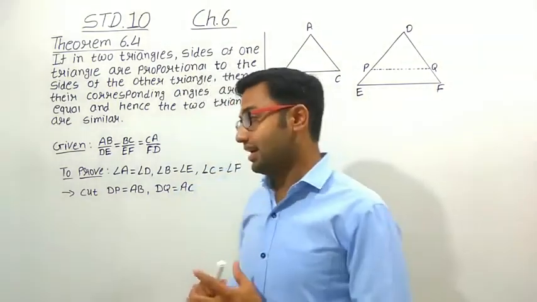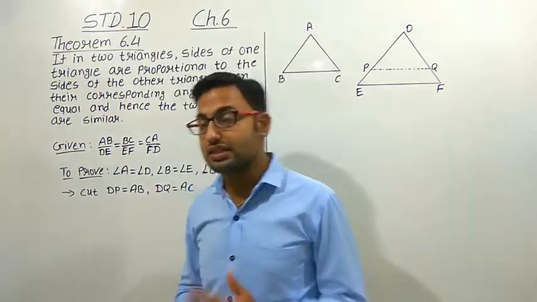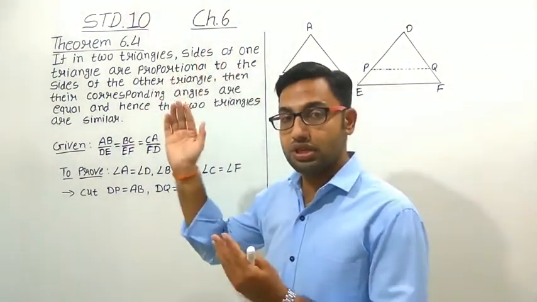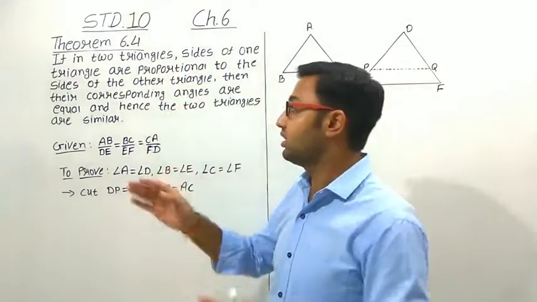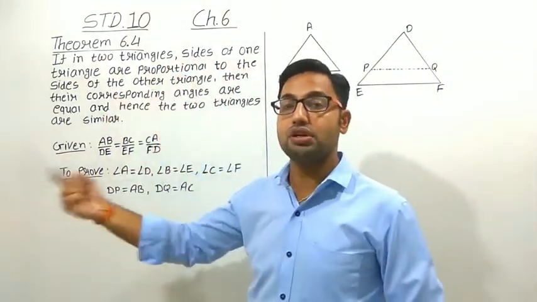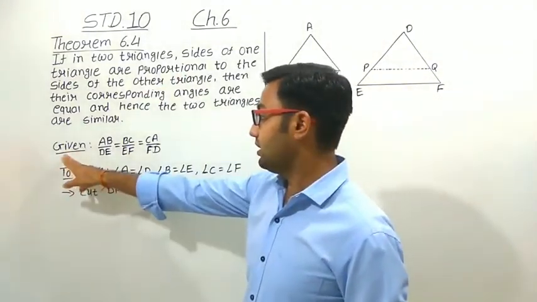So this is the second criteria of the similarity of the two triangles, and this criteria is what? Side, side, side. Because here we have given the thing is that the sides of the triangles are proportional to the sides of other triangle. That means we can write it in this way.